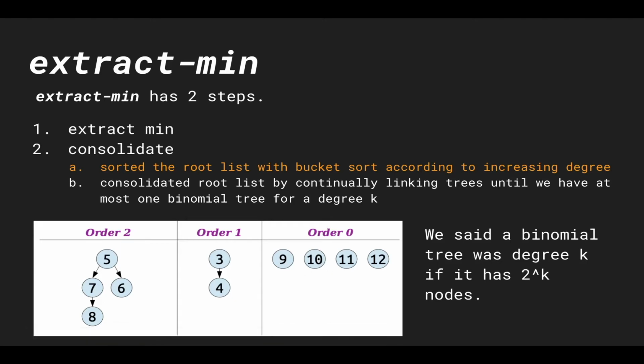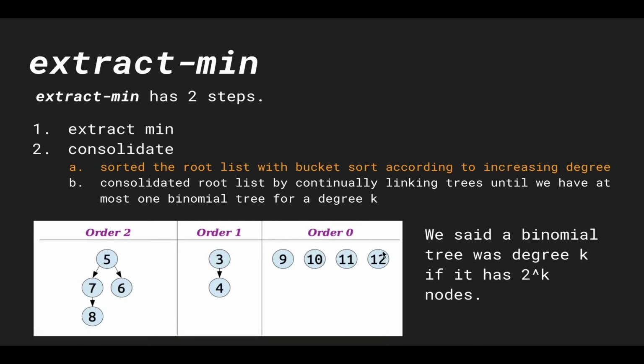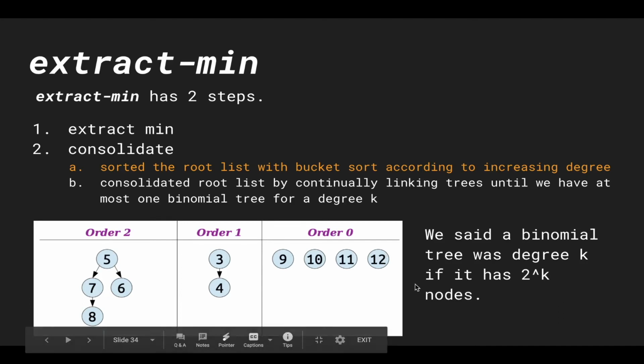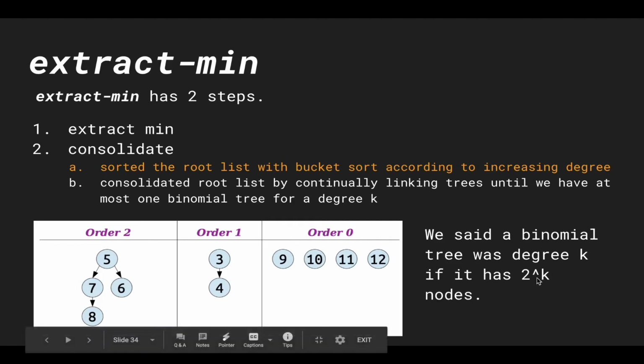And then we perform the bucket sort, which runs in O of t plus log n time, where t is the number of trees and n is the number of total nodes. And the way we classify these trees is according to their degree or order in this diagram. We said a binomial tree was degree k if it had 2 to the k nodes. So we are sorting our binomial trees according to the degree, whereas the definition of degree is a binomial tree of degree k has 2 to the k nodes.